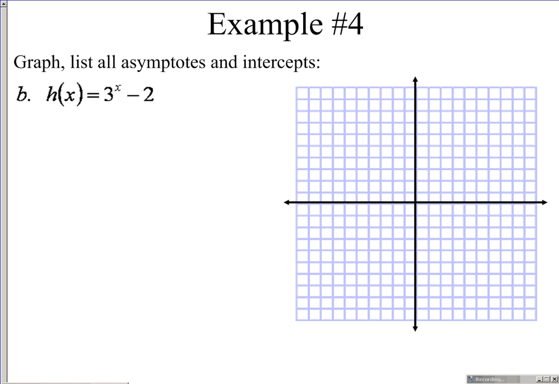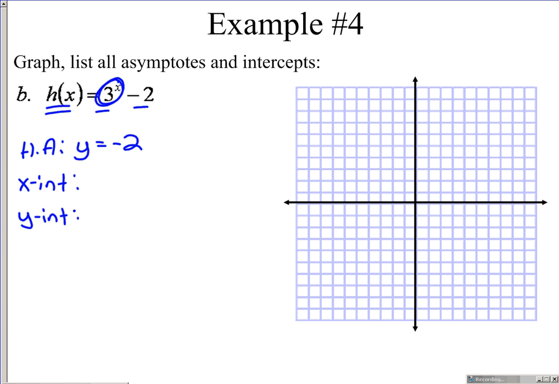Letter B, h of x equals 3 to the x minus 2. We know any exponential, this part right here, is getting closer and closer and closer to 0. So that means y is getting closer to 0 minus 2, which is negative 2. There's our horizontal asymptote. Now we are going to have an x-intercept here. Let's come back to that in a second.